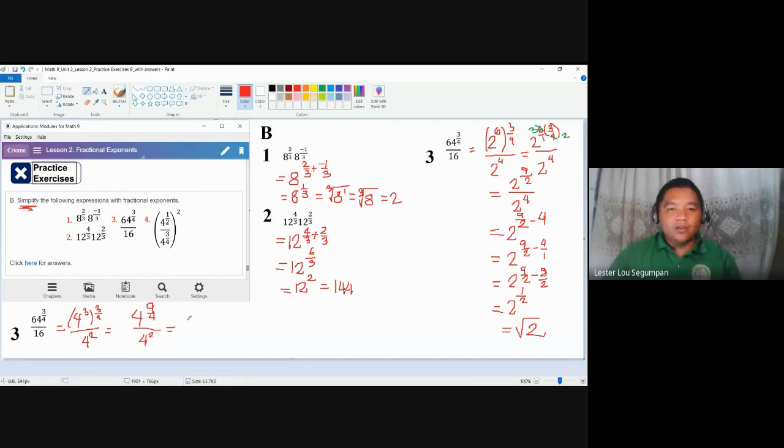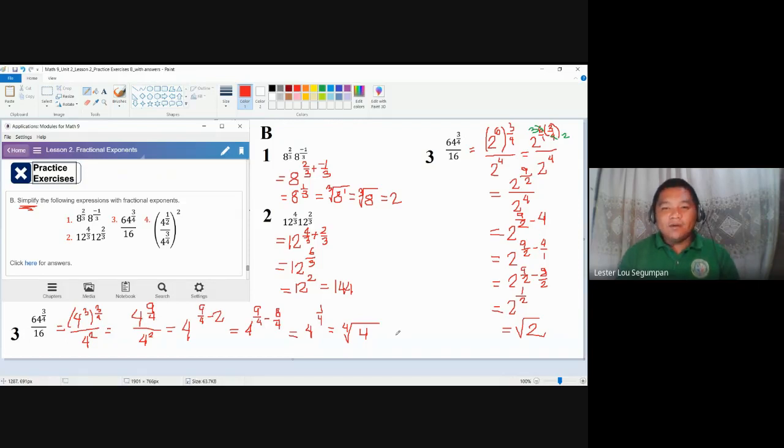Applying the division law, you have 4 raised to 9 fourths minus 2. And then 4 to the power of 9 fourths minus 2 over 1, so you have 8 over 4. So you have here 4 to the power of 1 fourth. Okay? So 4 to the power of 1 fourth can be expressed as the fourth root of 4. Okay, fourth root of 4.